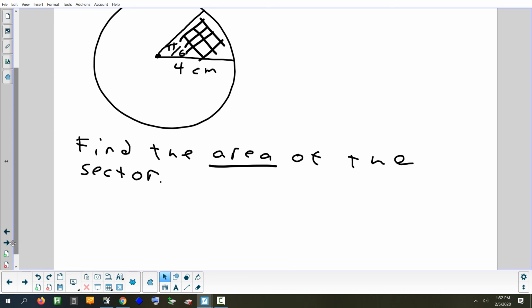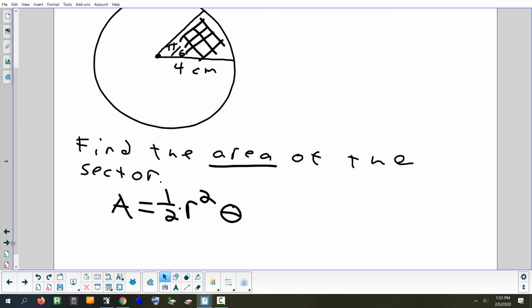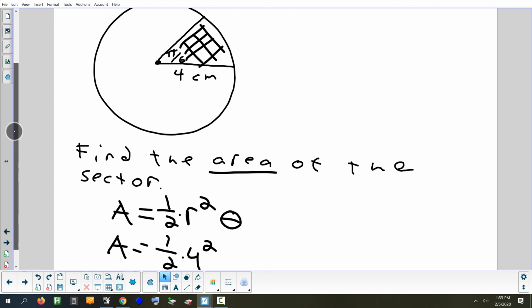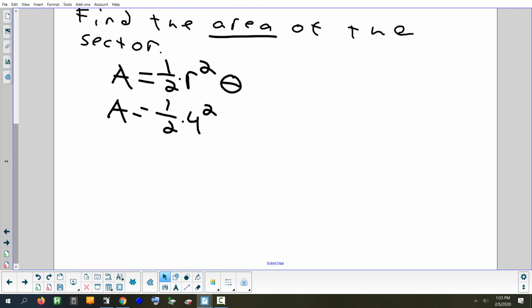Okay, so what's the formula for area of a sector? A equals R squared, theta over 2. Yep, and again, just to be consistent the way the book does it, I'm just going to write it as 1/2 R squared theta. But if you want to do over 2, it's the same. Okay. So I don't know A because that's what the directions are asking me to find. What's R? 4. And what's theta? Pi over 6.